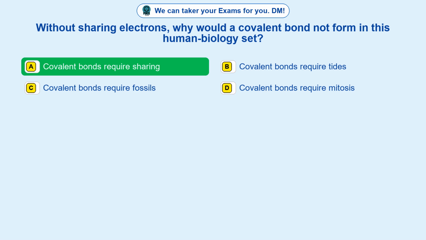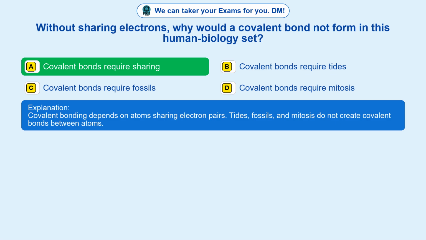The correct answer is option A. Covalent bonds require sharing. Covalent bonding depends on atoms sharing electron pairs. Tides, fossils, and mitosis do not create covalent bonds between atoms.